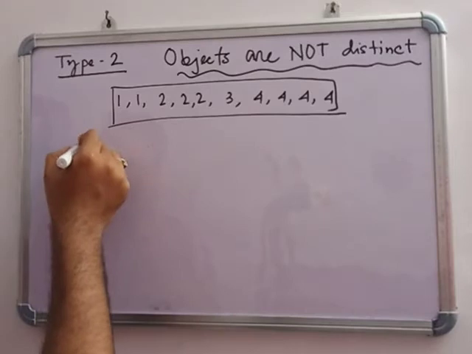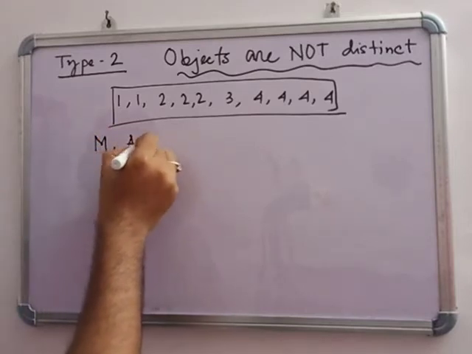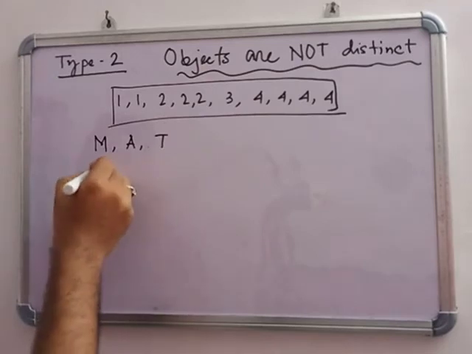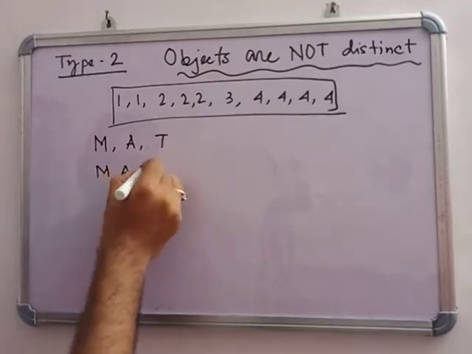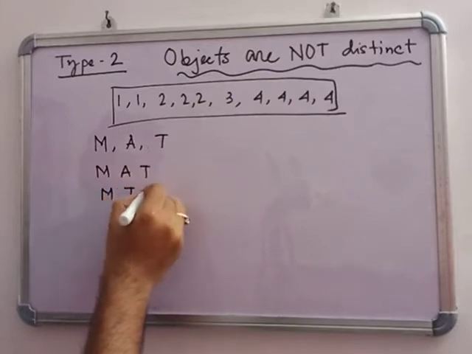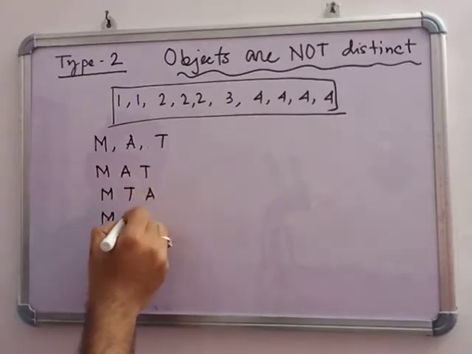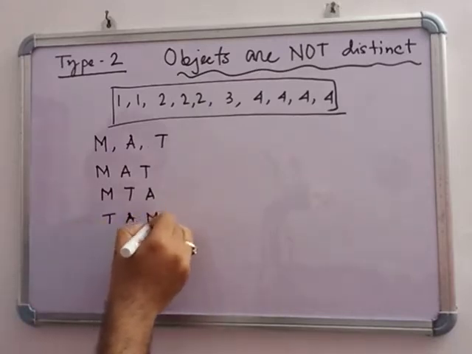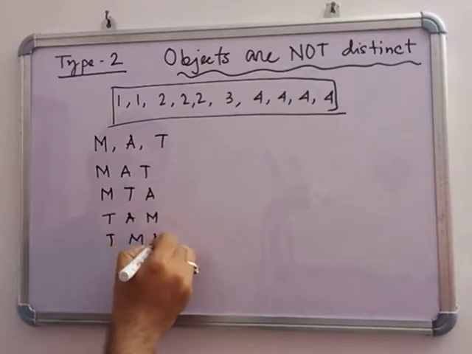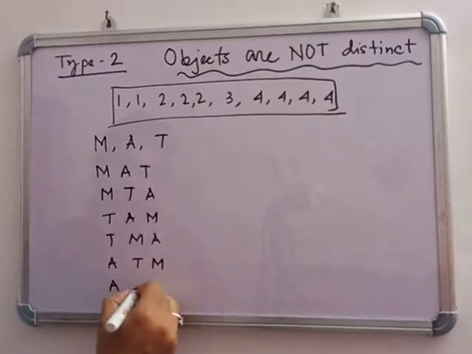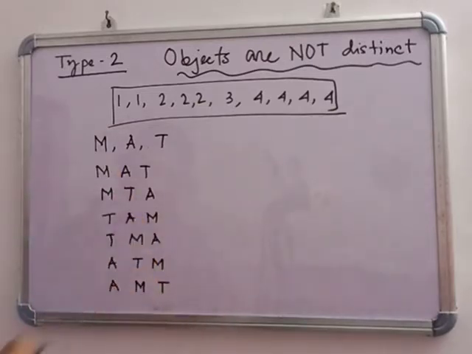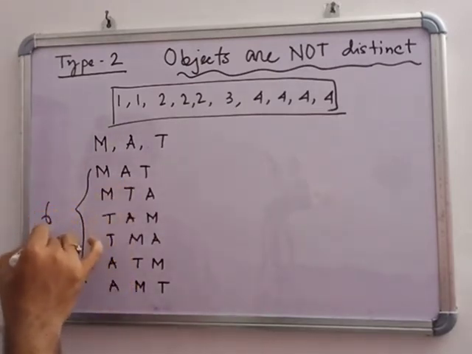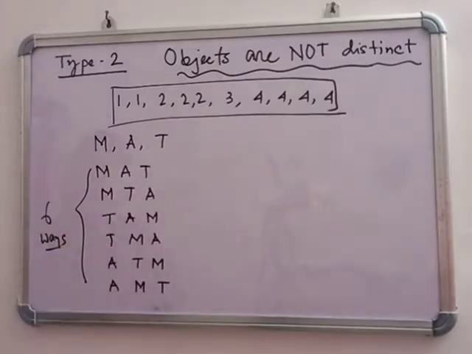For example, if you create a word with MAT, you can see MAT, MTA, TAM, TMA, ATM, and AMT. So 6 words you can make. That is 6 ways you have in your hand.